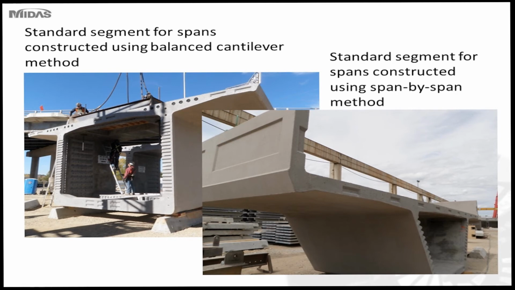Picture on the left is the precast segment for balanced cantilever. Picture on the right is the precast segment for the span by span method. And the weight of these two segments is roughly in the order of 26 metric tons.